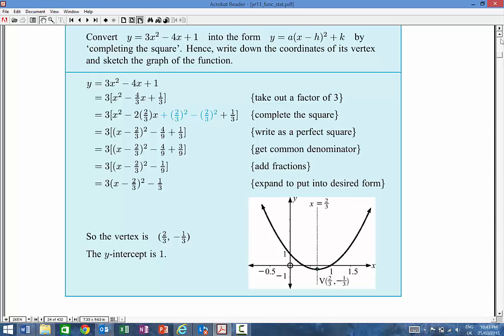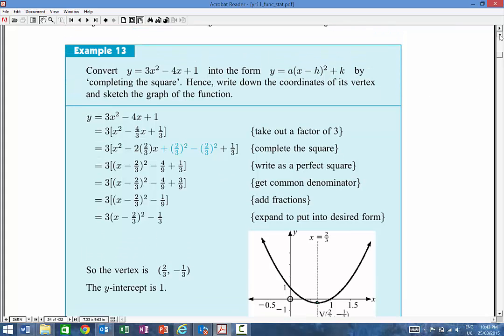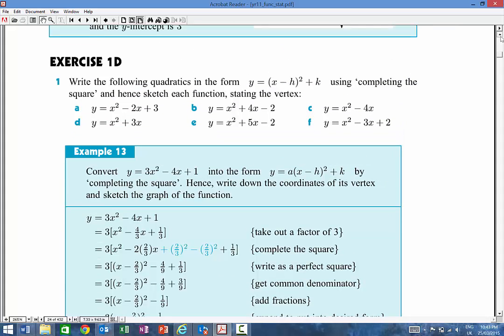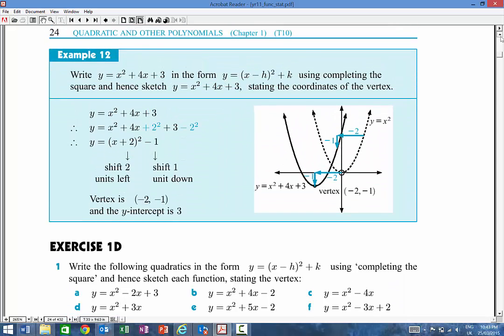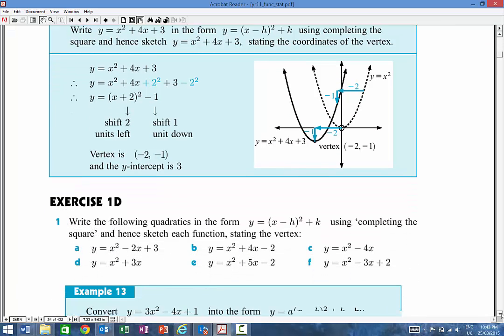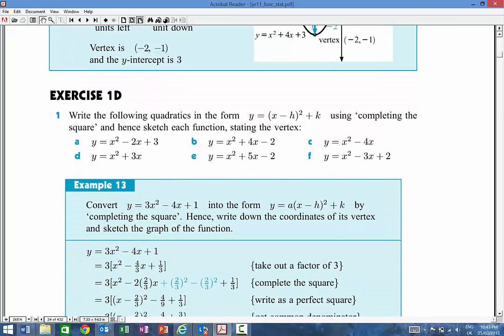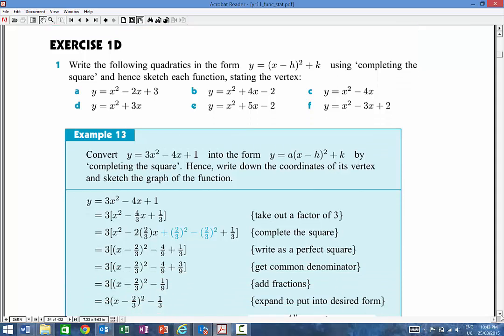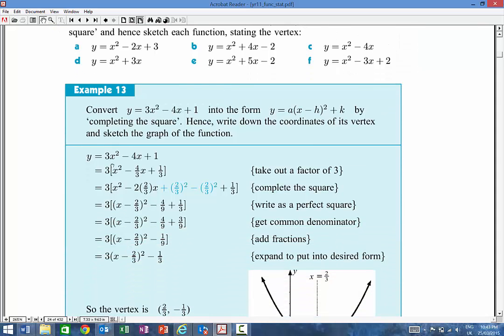So there is an example on, what page is it? Find the page number. Right, so it goes through on page 24 and shows you how to actually do this. In terms of looking at the number here, if you just follow this through, you're going to take out a common factor of 3. So you just divide everything by 3.